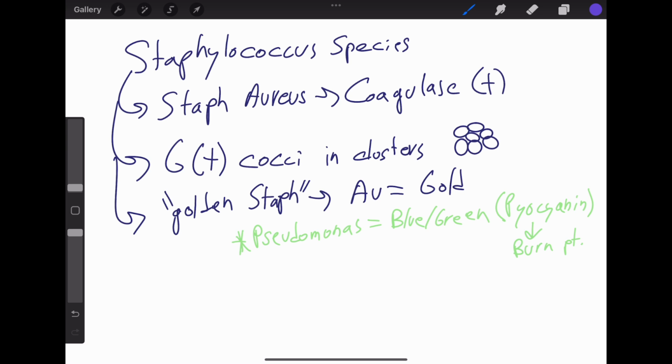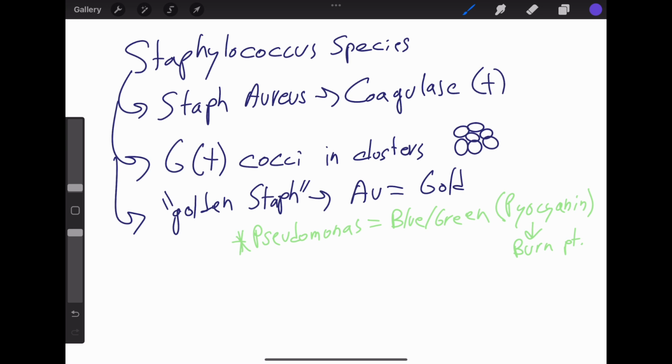Staph aureus appears as a gram-positive cocci in clusters. Think of a bunch of grapes. It's also referred to as golden staph due to the yellow pigment. The yellow can also be remembered because the symbol for gold is Au. So golden staph, Staph aureus, makes sense. If you have a yellow-colored skin infection, think Staph aureus.